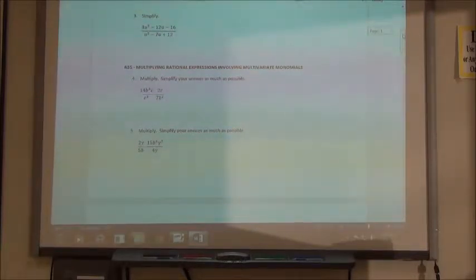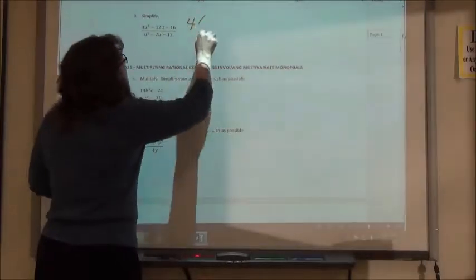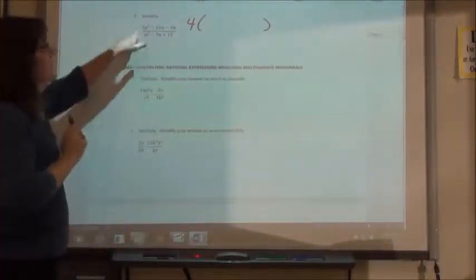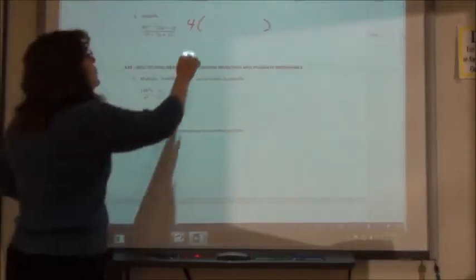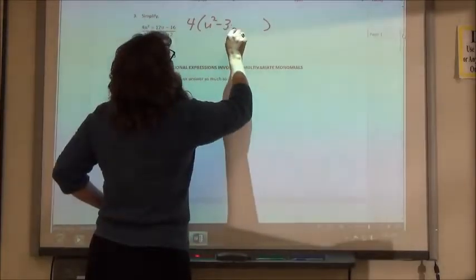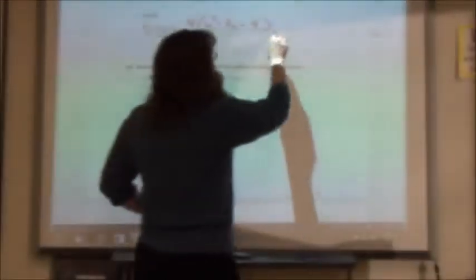So on the top part of that fraction, do you have a greatest common factor? You can factor out all 3 of those terms? 4. And if I divide 4 out of there, what am I left with? u squared minus 3u minus 4. Exactly. Then we have to factor again.